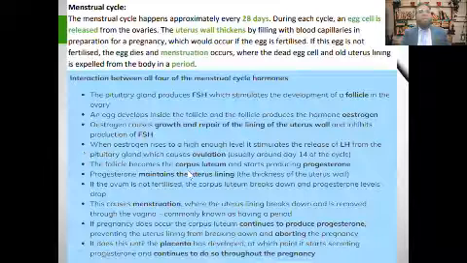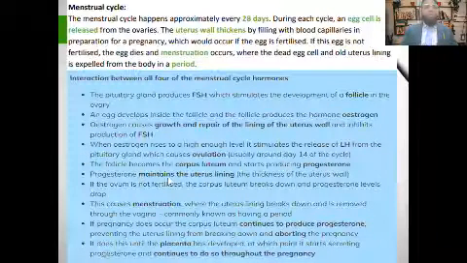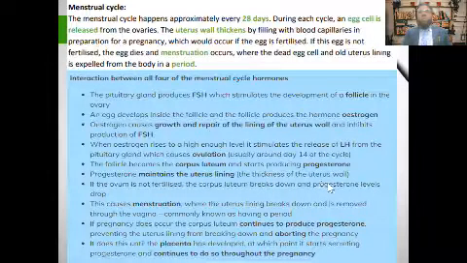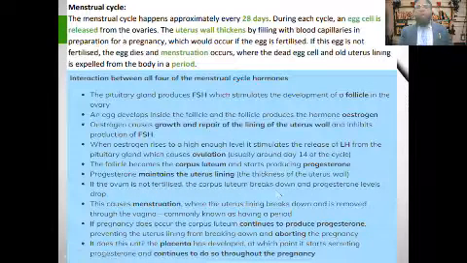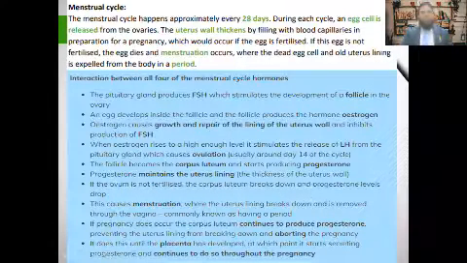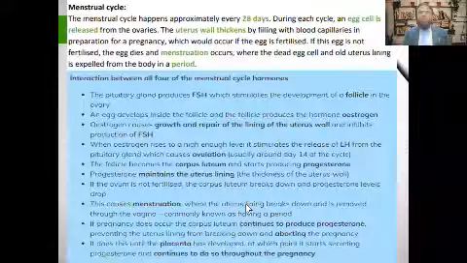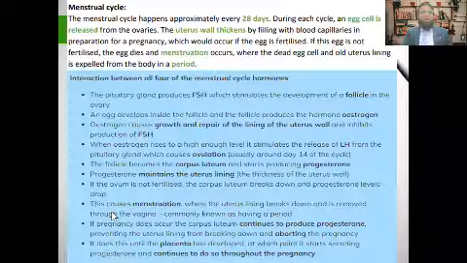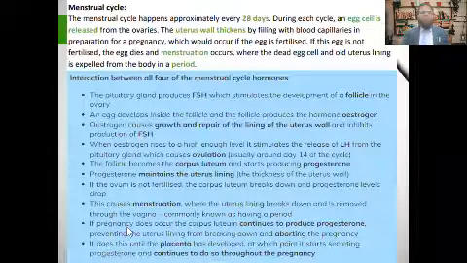The follicle becomes a corpus luteum and starts producing progesterone. Progesterone maintains the uterus lining, the thickness of the uterus wall. If the ovum is not fertilized, the corpus luteum breaks down and the progesterone level drops. This causes menstruation, where the uterus lining breaks down and is removed through the vagina, commonly known as having a period.